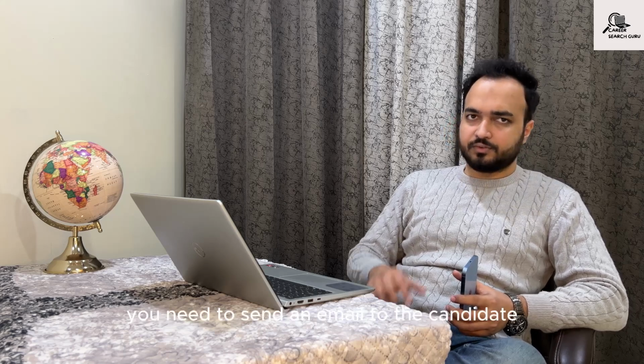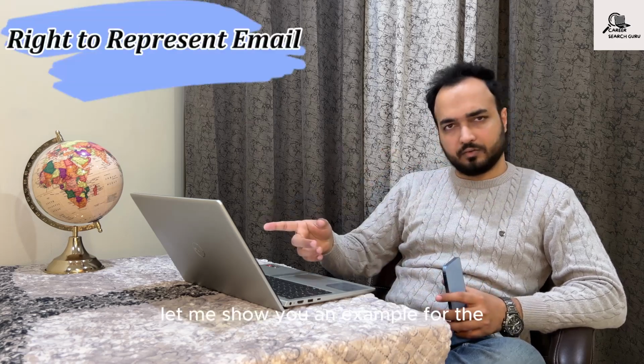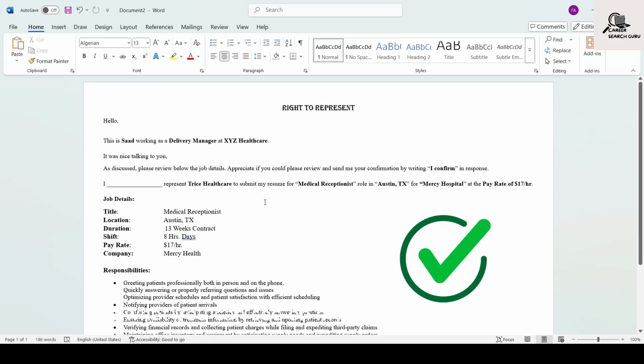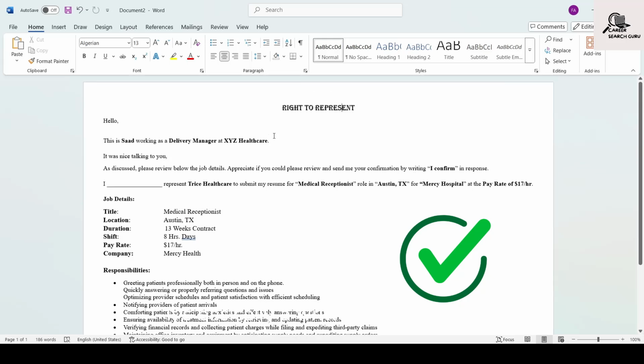Then at last you need to send an email to the candidate with a right to represent. Let me show you an example of the right to represent on my system. All right, so what you can see on my screen is basically an example of a right to represent for the candidate. This is what you need to send in an email to the candidate. It's basically a written body format.